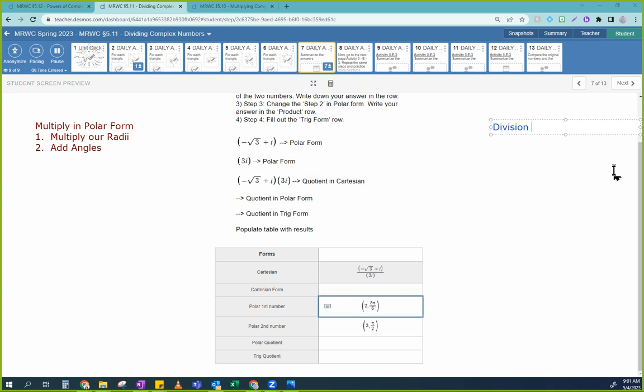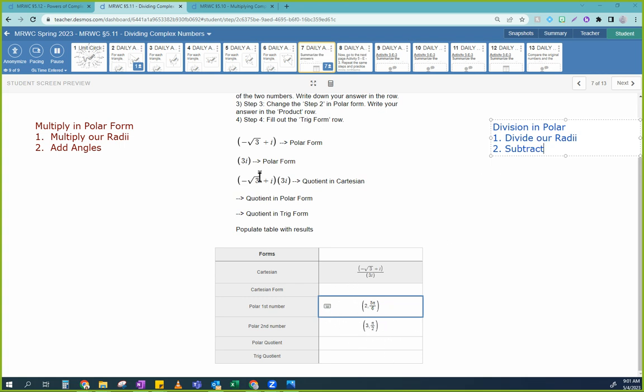Division is the backwards. So if you had to take a wild guess, just to make sense of this, what would you do when you're dividing in polar form? You wouldn't multiply your radii. What would you do to your radii? Just guess. It's okay to be wrong. Yeah, you would divide them. So instead of multiplying our radii, you're going to divide our radii. And instead of adding our angles, what do you think we would do? Yeah, exactly.